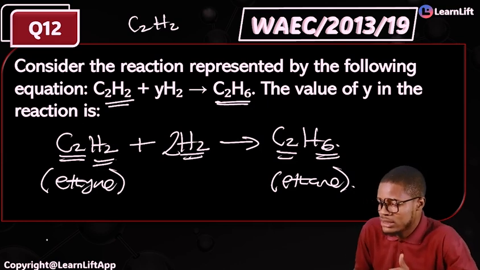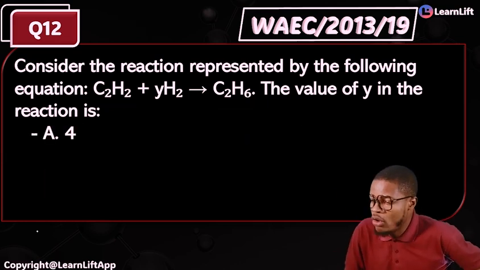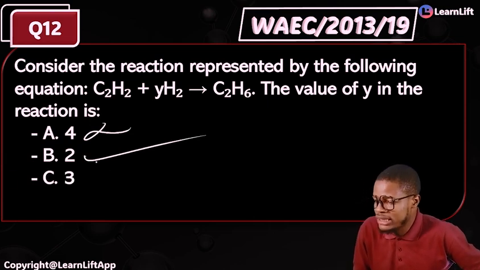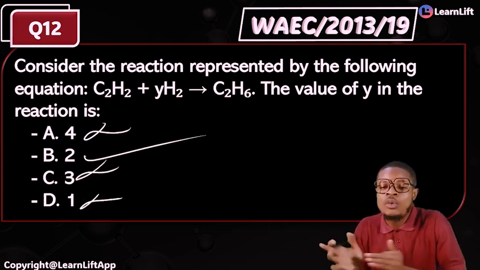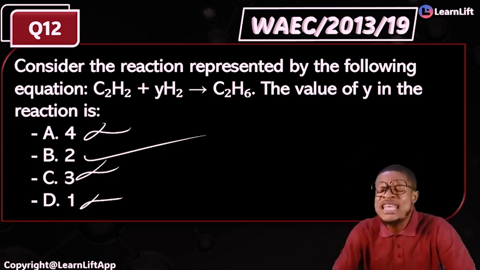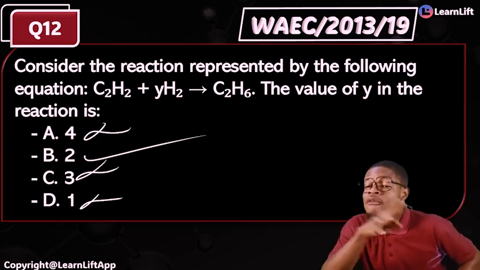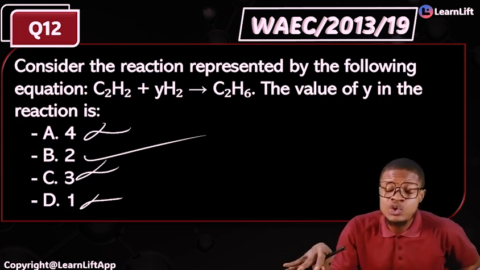Let's check out the options and see. Option A says 4. No way. Option B says 2. Correct. Option C, no way. Option D. So what is the correct answer? Of course, option B, 2 is the correct answer. If you get this very quickly with me, you have done very, very well. And you are super good.